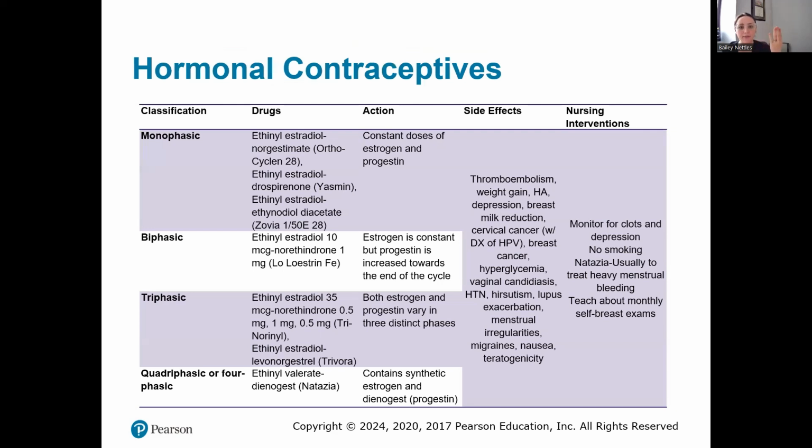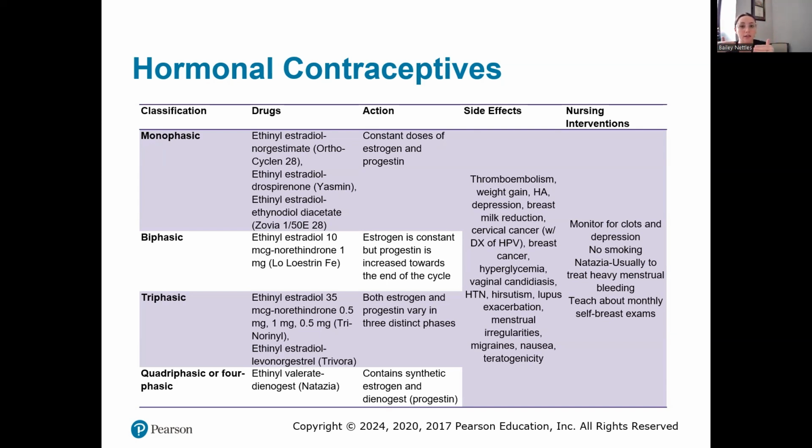So there are 4 different phases for combo birth control, the estradiol and the progesterone. There are 4 types: monophasic, biphasic, triphasic, quadphasic. Monophasic is mono, 1, a constant dose of estrogen and progestin. Biphasic, the estrogen is constant throughout, but the progestin increases towards the end of the cycle. So you have basically 2 doses of medication. That's why it's got that ethinyl estradiol 10 and the norethindrone 1. So it will increase and decrease in both in the cycle of pills.